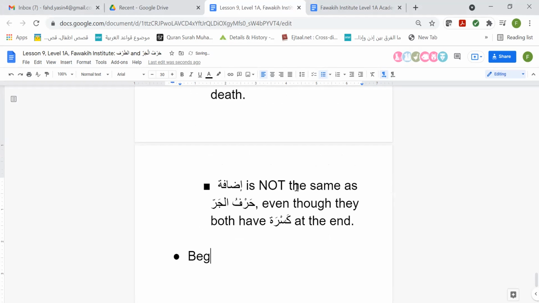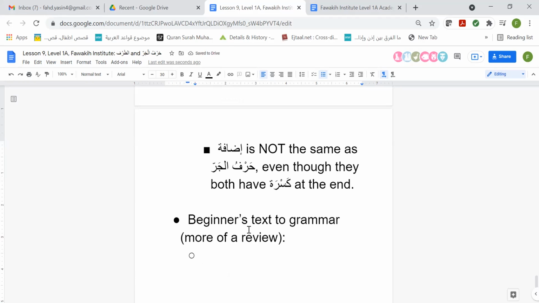But a beginner's text to grammar, and by the way, this is more of a review. It's not really a grammar unless you find a sharh, an analysis of the actual grammar of the text. That's fine. That's one thing. But this text, and I have studied it twice actually, is a good thing that, by the way, Fawakih does teach. Al-Ajrumiyya.